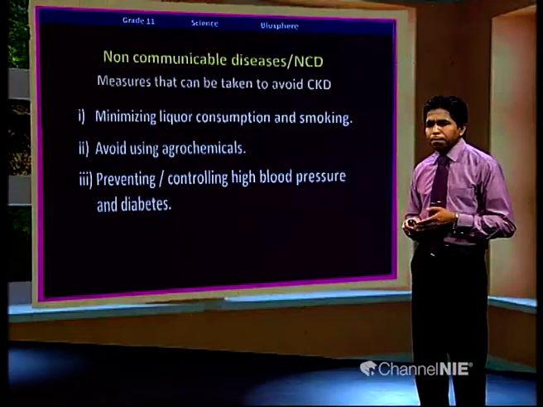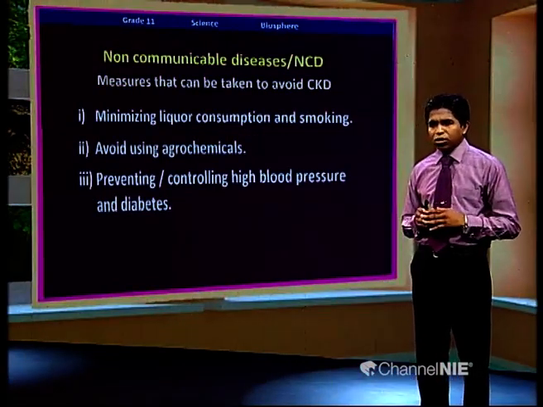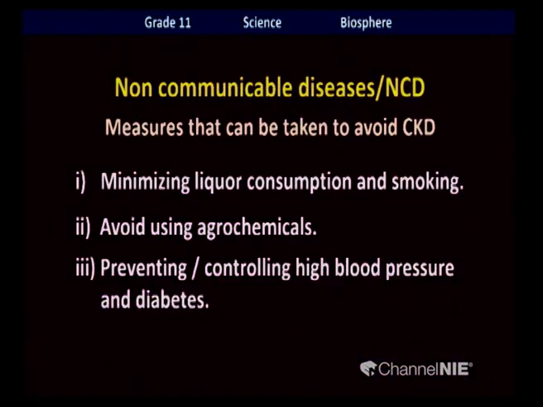Next one, measures that can be taken to avoid it. How to prevent CKD? Number 1, minimizing liquor consumption and smoking. Number 2, avoid using agrochemicals. So what is the substitute for agrochemicals? Organic fertilizers. Number 3, preventing or controlling high blood pressure and diabetes.